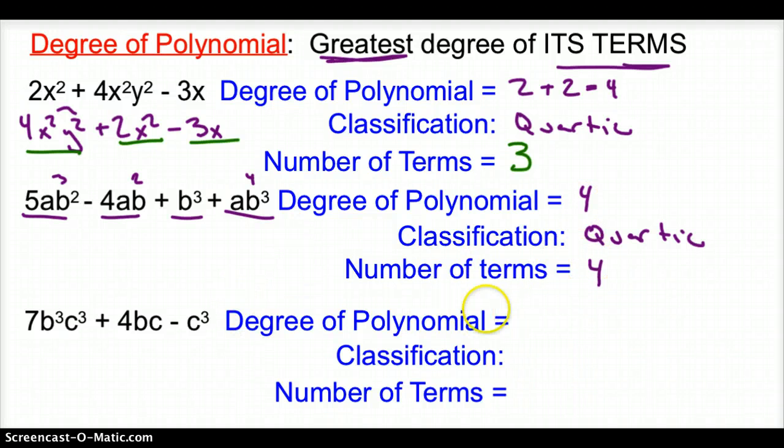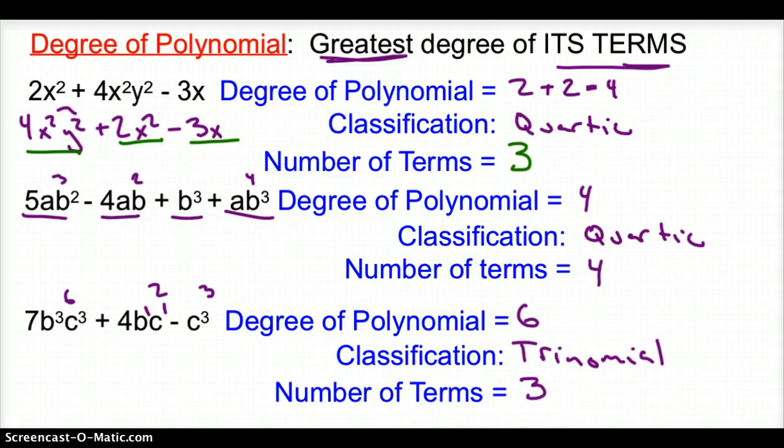Now again, the degree of polynomial, we have 3 plus 3, which is 6. We have 1 plus 1, which is 2. And we have 3 here. So the degree here would be 6. The classification would be trinomial because we have 3 terms. And how many number of terms?